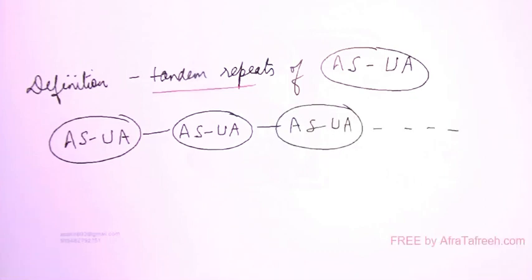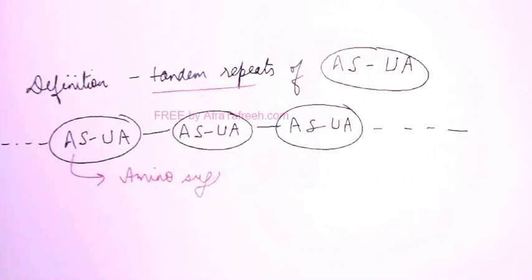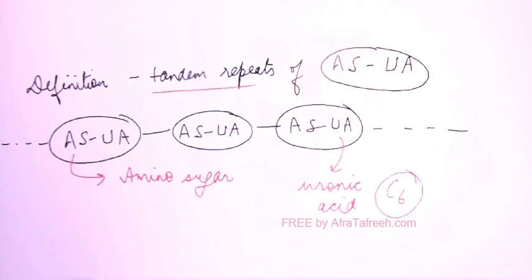So this is the structure, a very simplified structure I have made. And note here, I have not made any branch. I told you heteropolysaccharides are unbranched, right? So I have not made any branch here. Now see the full form. AS stands for amino sugar. See, there are lots of amino groups here, amino sugar. And UA stands for uronic acid. You know that oxidation at C6 makes uronic acid. So they are tandem repeats of amino sugar and uronic acid repeated again and again.